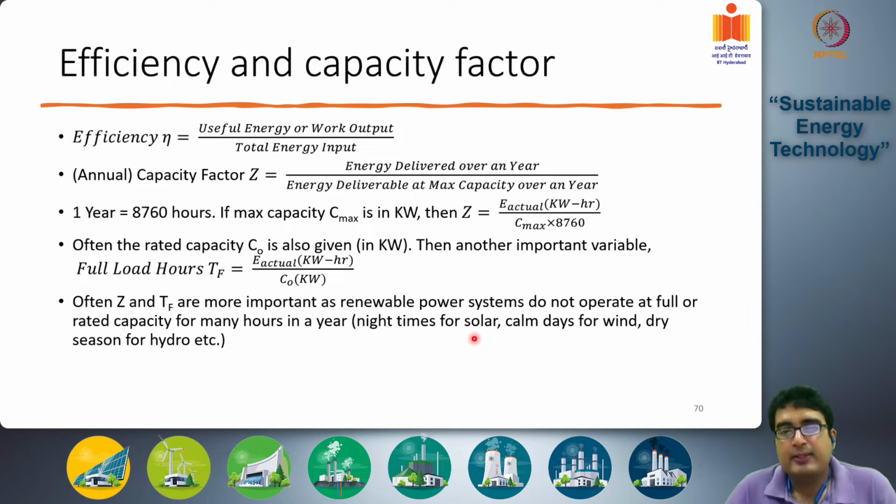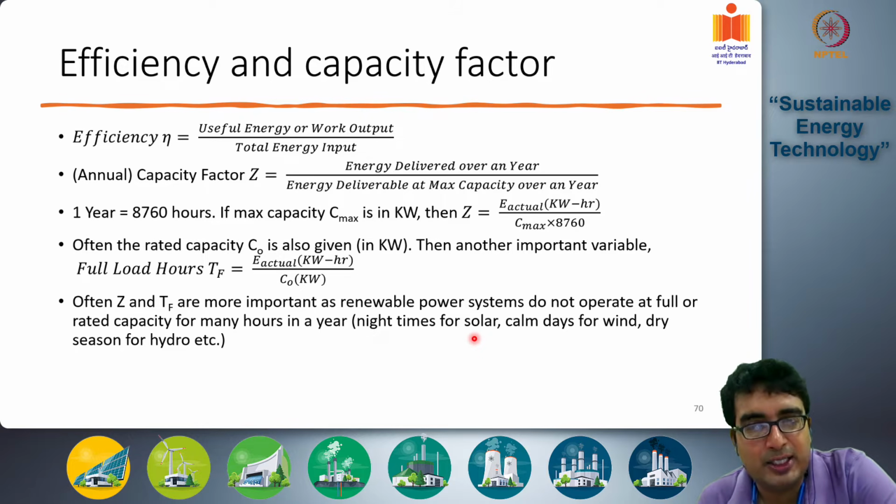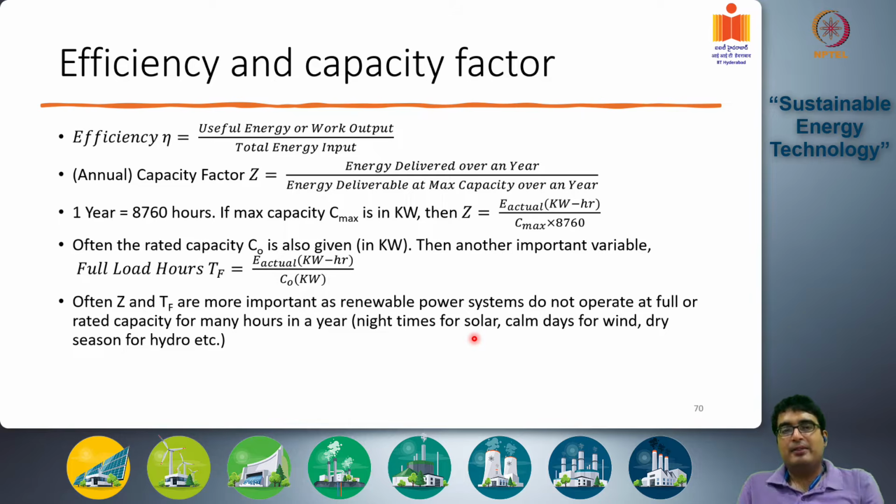So these things matter a lot. More than efficiency, we want to maximize Z and TF for a renewable power plant by suitable plant location. Because remember, renewable power is a distributed resource, so it is very location centric. In dry, arid regions, you will get much more solar energy than in high latitudes or in cloudy regions. Similarly, there are windy regions of the world and calmer regions of the world, and you will get better Z and TF values if you plant your wind turbines in the windier regions of the world. So these parameters become very important in renewable energy systems.